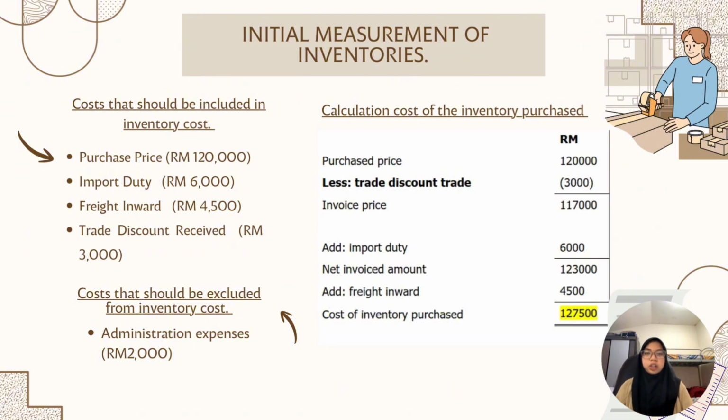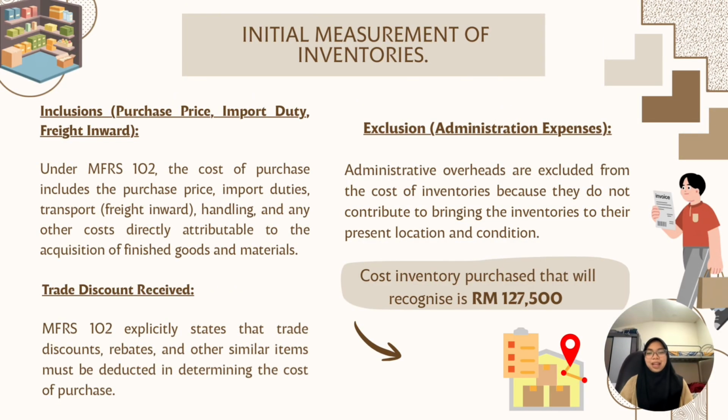And we move on to the calculation of the cost of the inventory purchase. First, we need to compute the inventory invoice price. So we need the purchase price 120,000 less the trade discount 3,000, and we got an invoice price of 117,000 ringgit. And then we add import duty 6,000 and we got a net invoice amount of 123,000 ringgit. And we add freight inward 4,500 ringgit and we got 127,500 ringgit. And for the last one is to justify the treatments that we already made before.